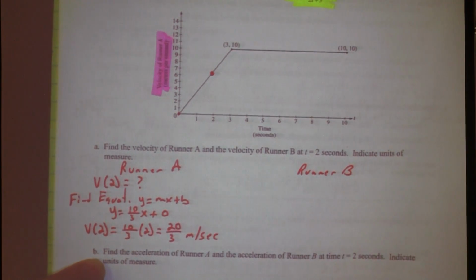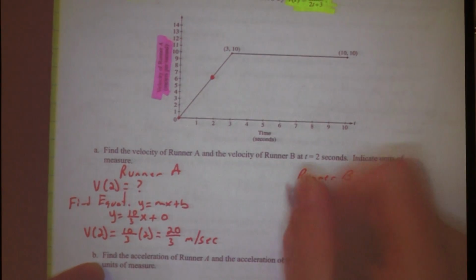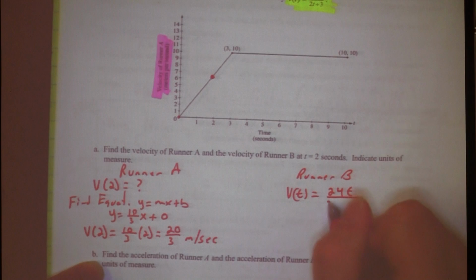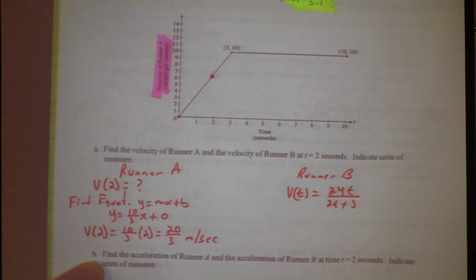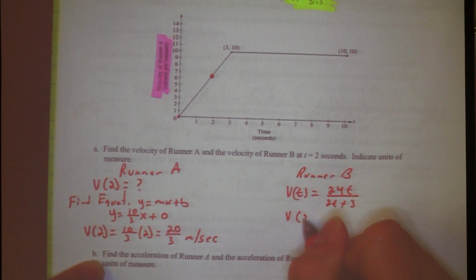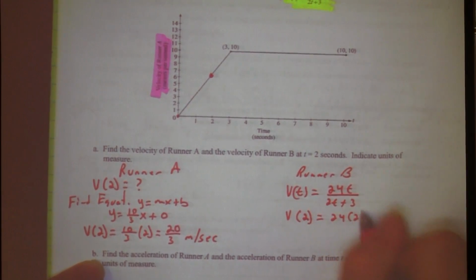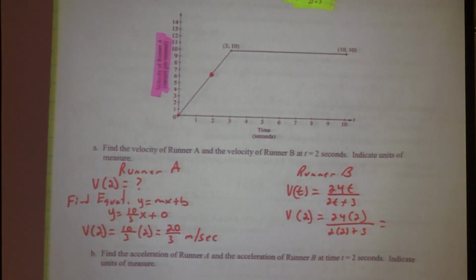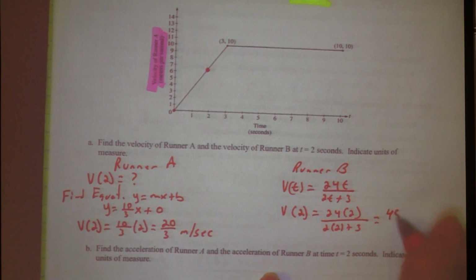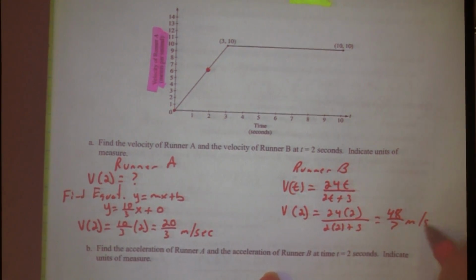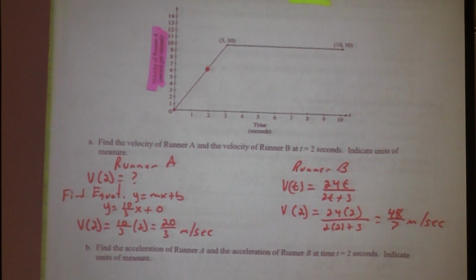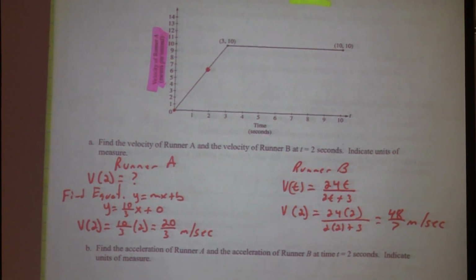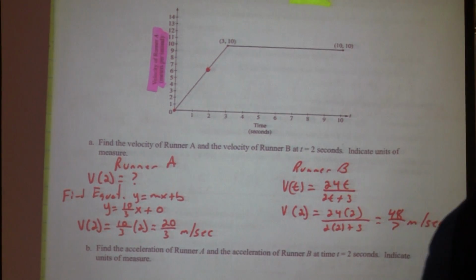Runner B, how are we going to do runner B? Plug it into his function. I'm going to write it down here because later on I won't be able to see it up there. But we're going to plug it into the velocity equation here. So B of 2. 24 times 2 divided by 2 times 2 plus 3. So that's going to give me 48 over what? 7? And meters per what? Per second. So is this guy also running to the right? Yeah, he's running to the right at t equals 2, right? This guy's running to the right at t equals 2.